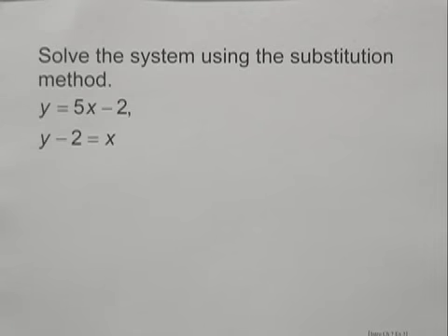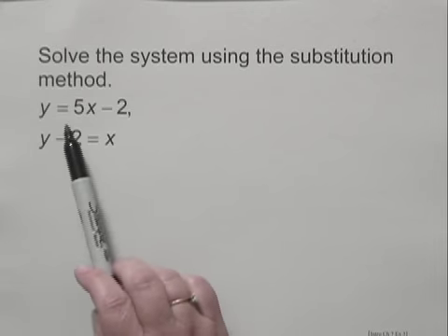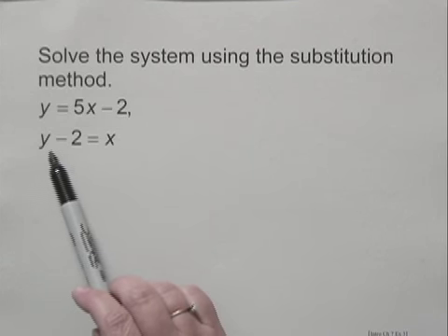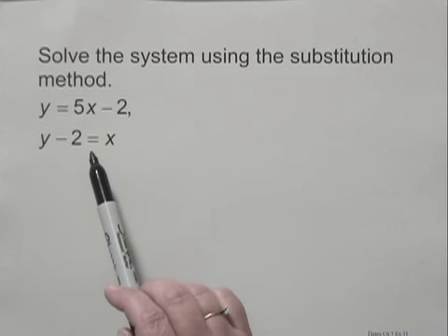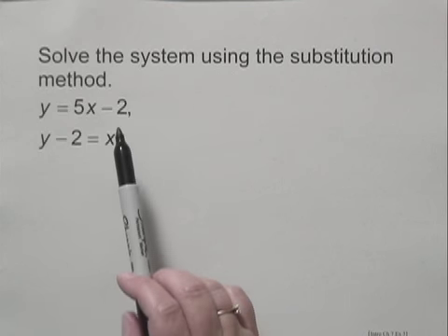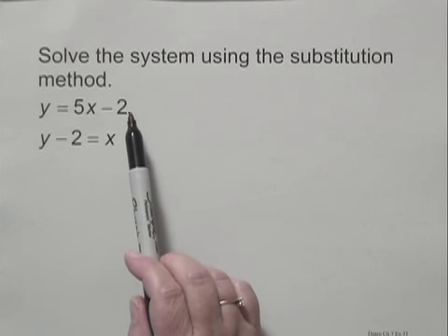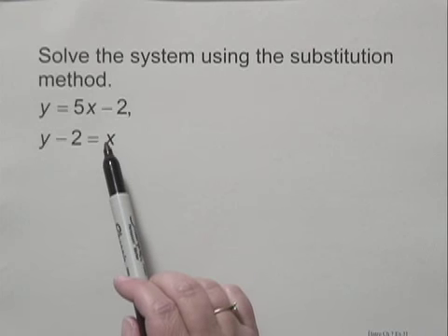Solve the system using the substitution method. We have y equals 5x minus 2 and y minus 2 equals x. Now with the substitution method, we solve one equation for one of the variables and substitute into the second equation.